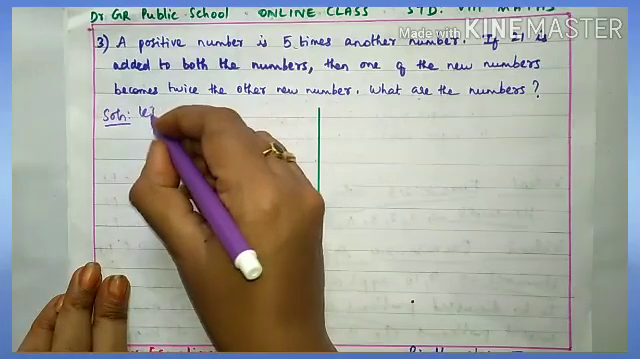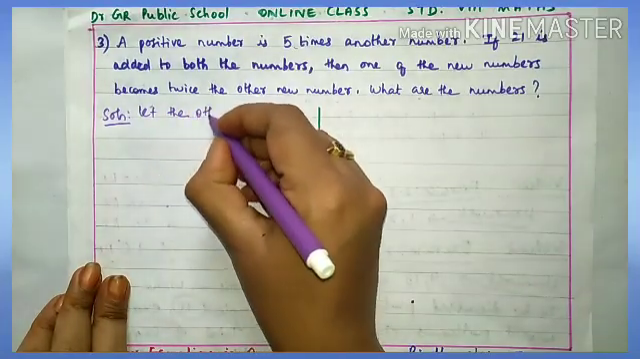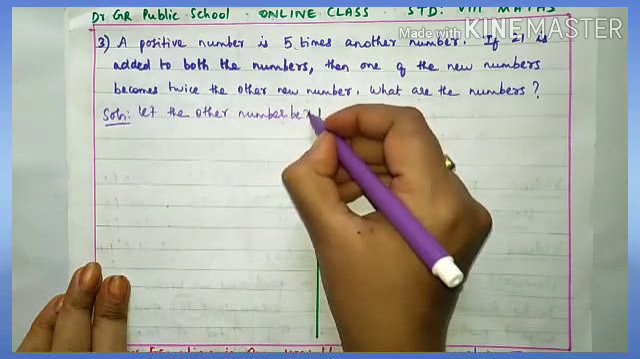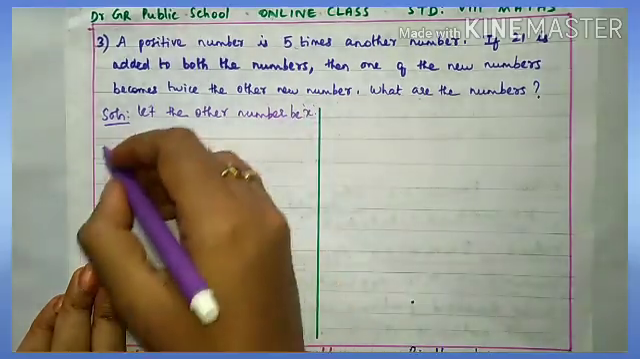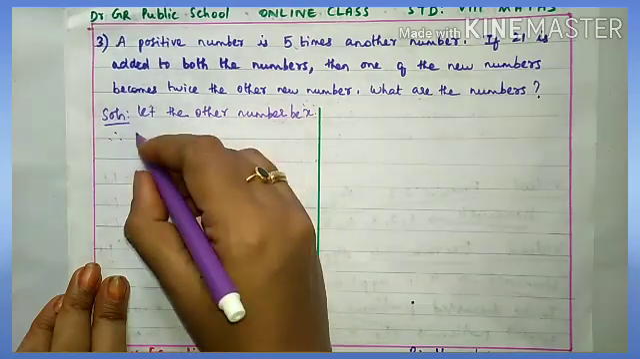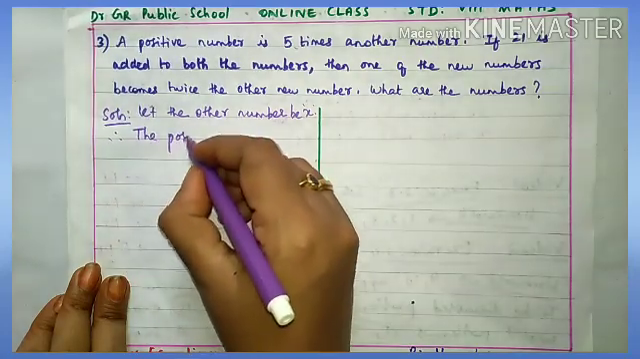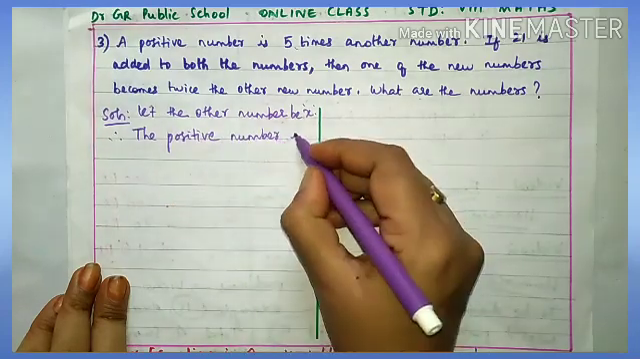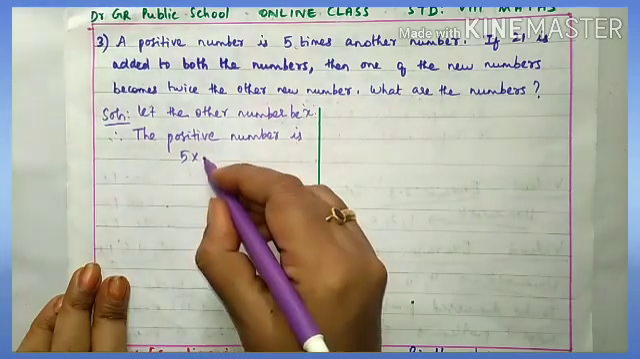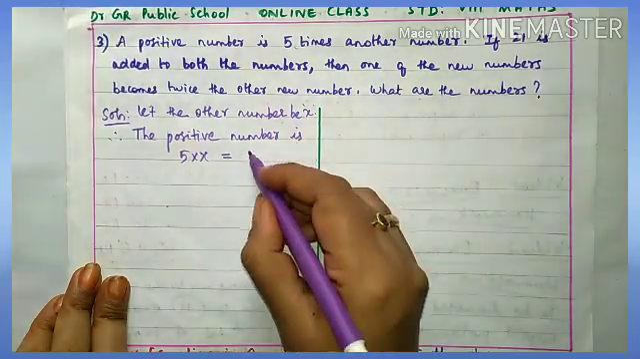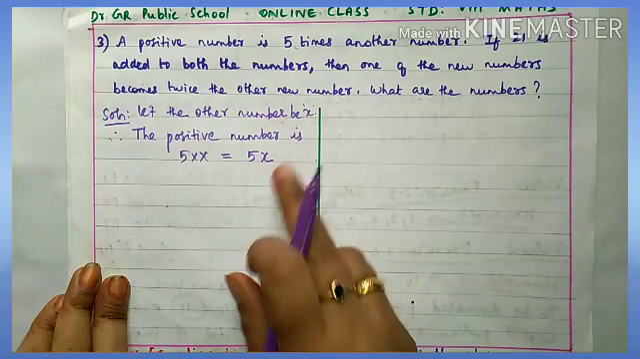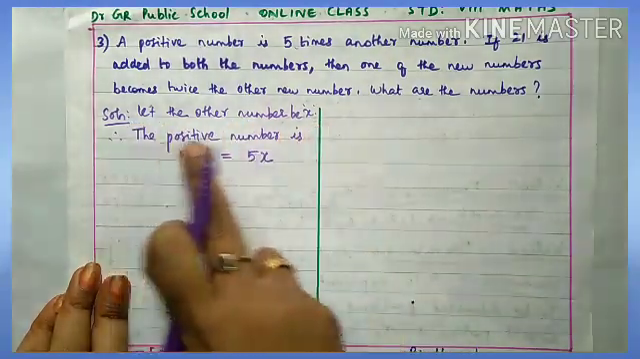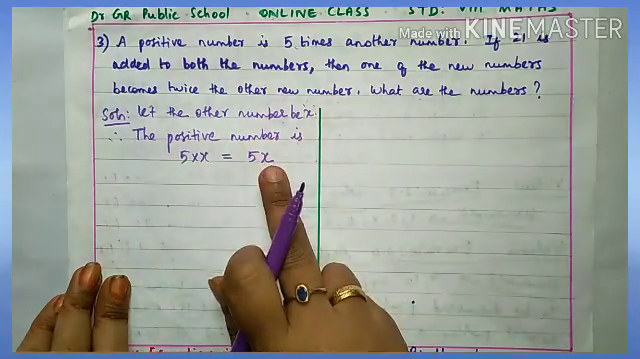So let the other number be x. Okay, therefore what happens to the positive number? It is 5 times the other number, so the positive number is 5 times that other number, 5 into x. What is 5 into x? 5x. So this is the meaning of the first sentence. I took the other number as x, so the positive number is 5 times x.